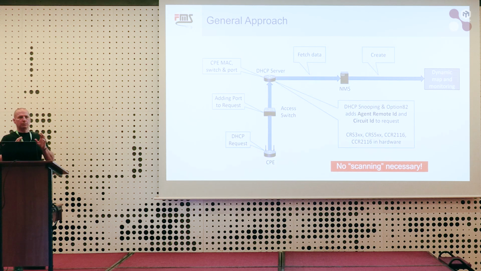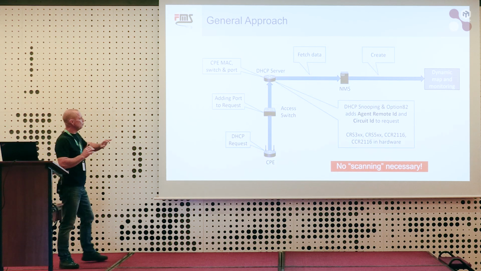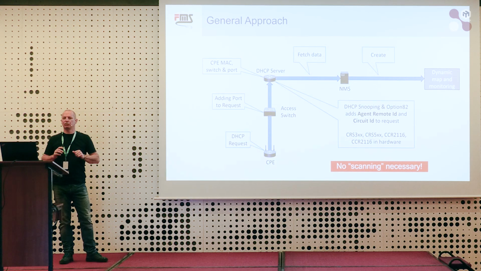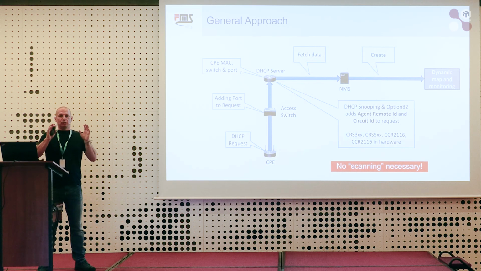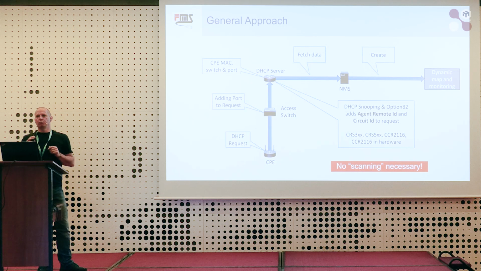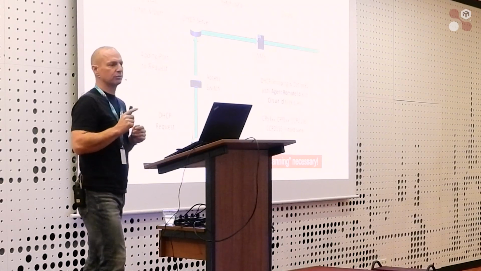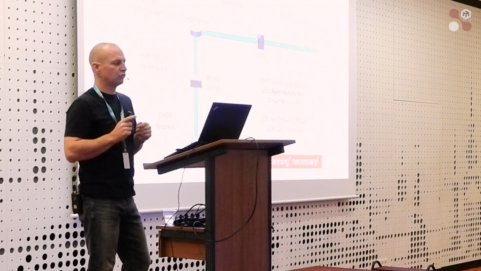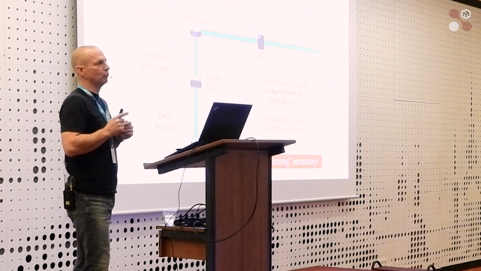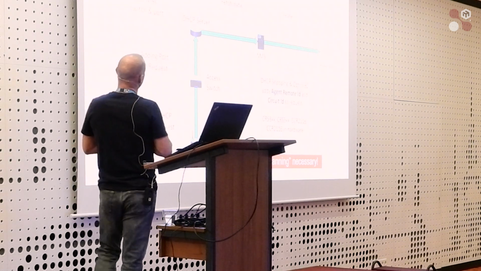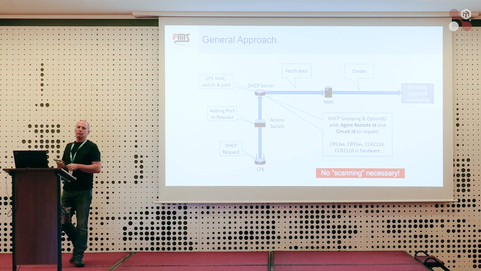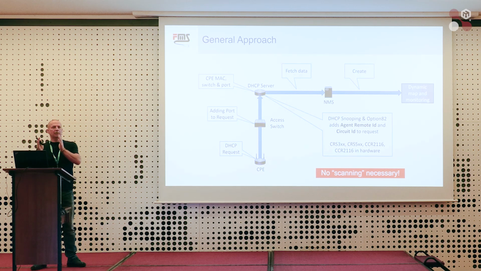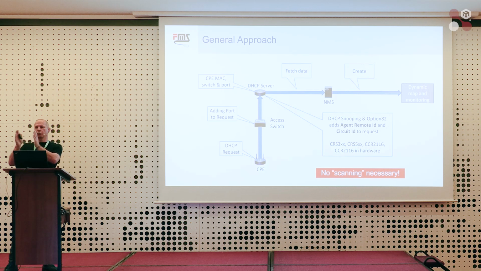And here's the general approach. The CPE will send a DHCP request to the DHCP server, and we will get our access switch to add its switch name and the switch port to the DHCP request. This is done by DHCP option 82, called the agent remote ID and the circuit ID. So once we have this information available centrally at the DHCP server, we can provide it to the NMS and then create monitoring and visualization from there.